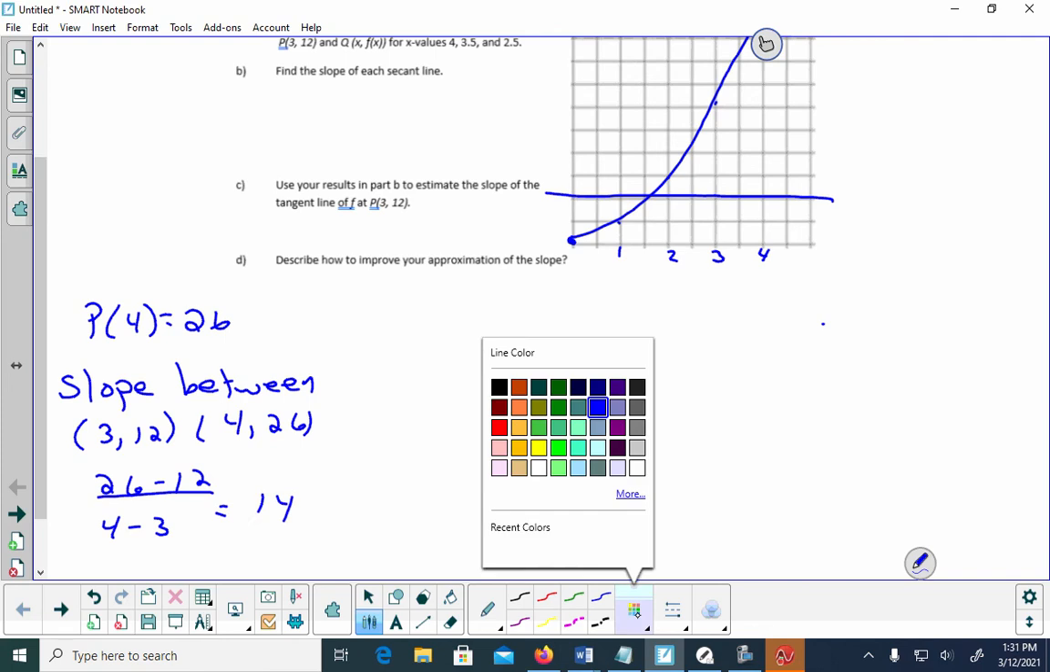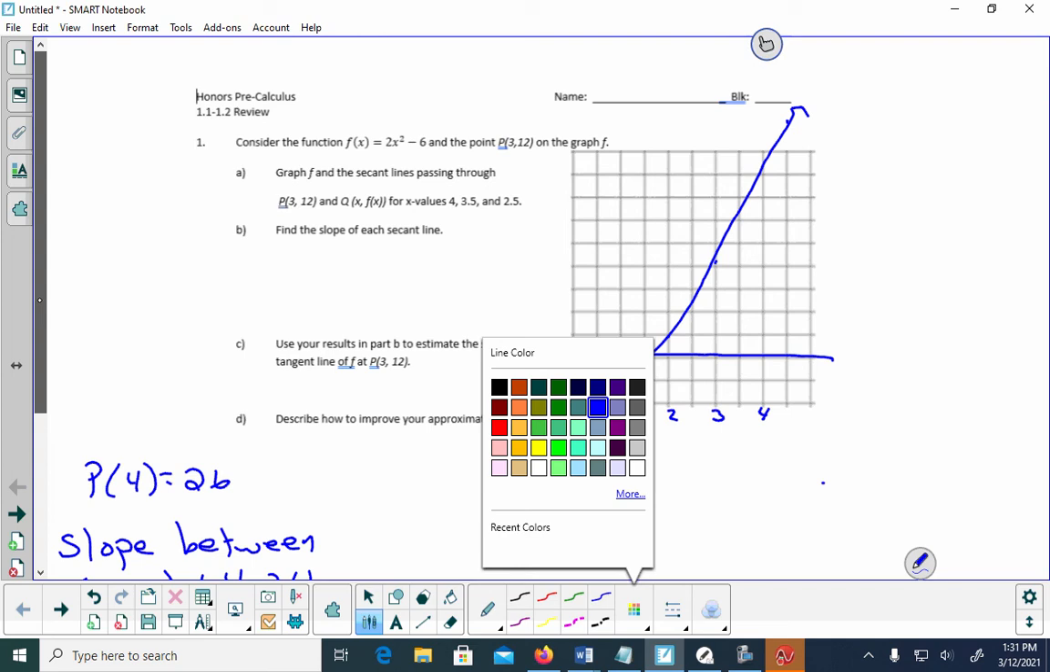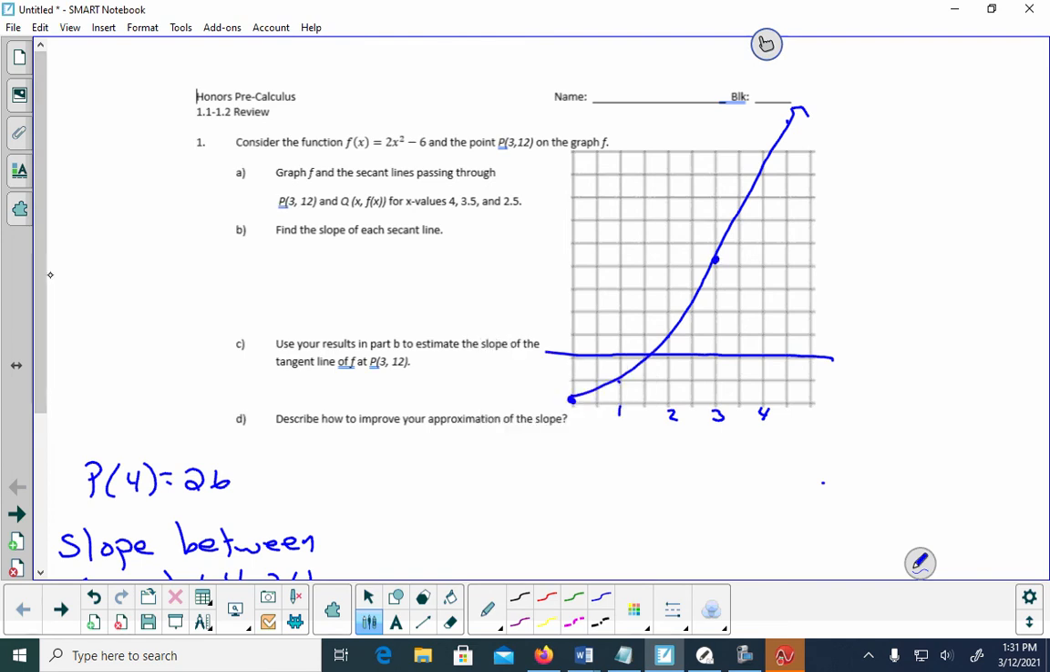Now, to sketch the secant line, I'm just going to stick to blue. So that's (4, 26), so that's that point up here. Here's the point that we're talking about, and the secant line would go something like that. Just a rough sketch, not very neat, sorry.